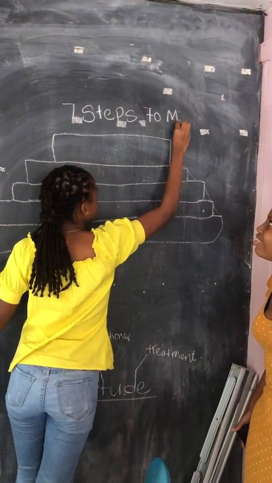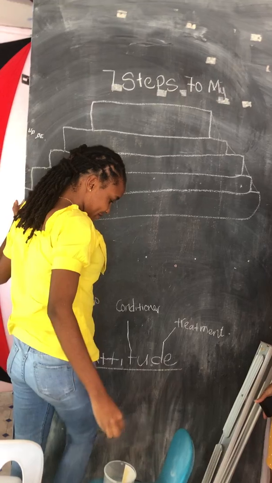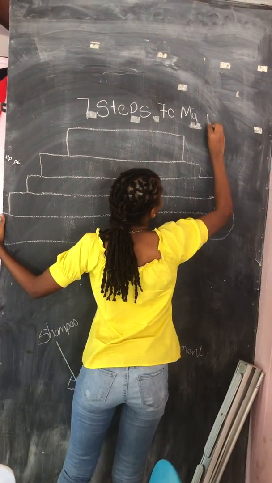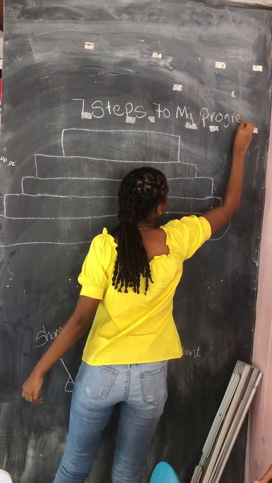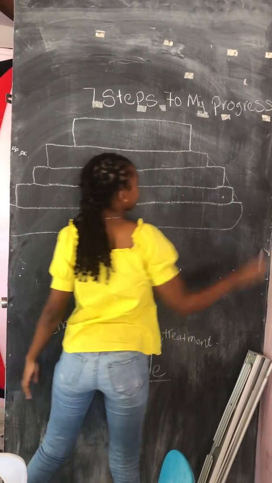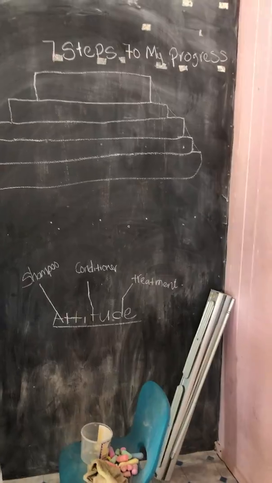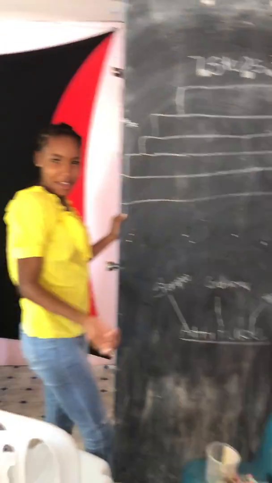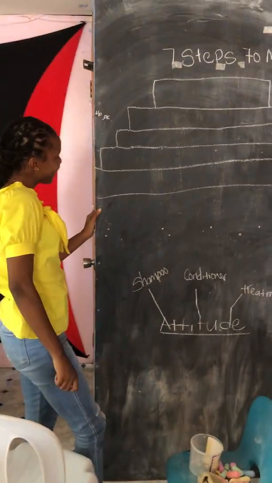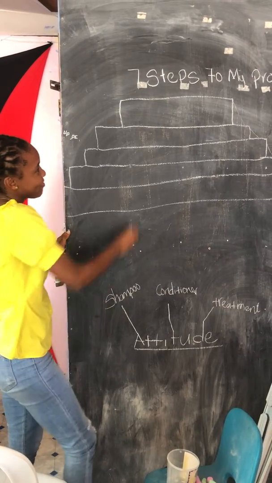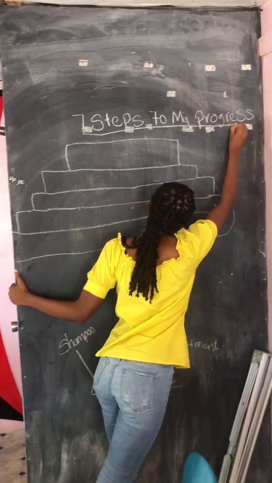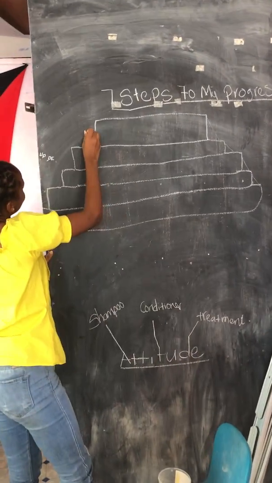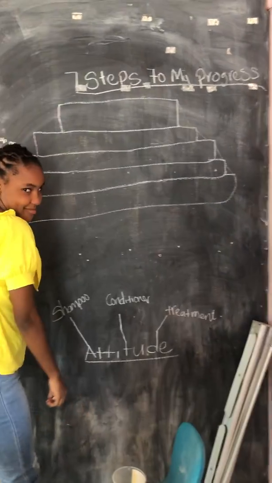To my progress, make it personal. Good. So we got 7 steps. Number the steps. Underline it. And you can use colored chalk, different colored chalk, to make your presentation interesting.